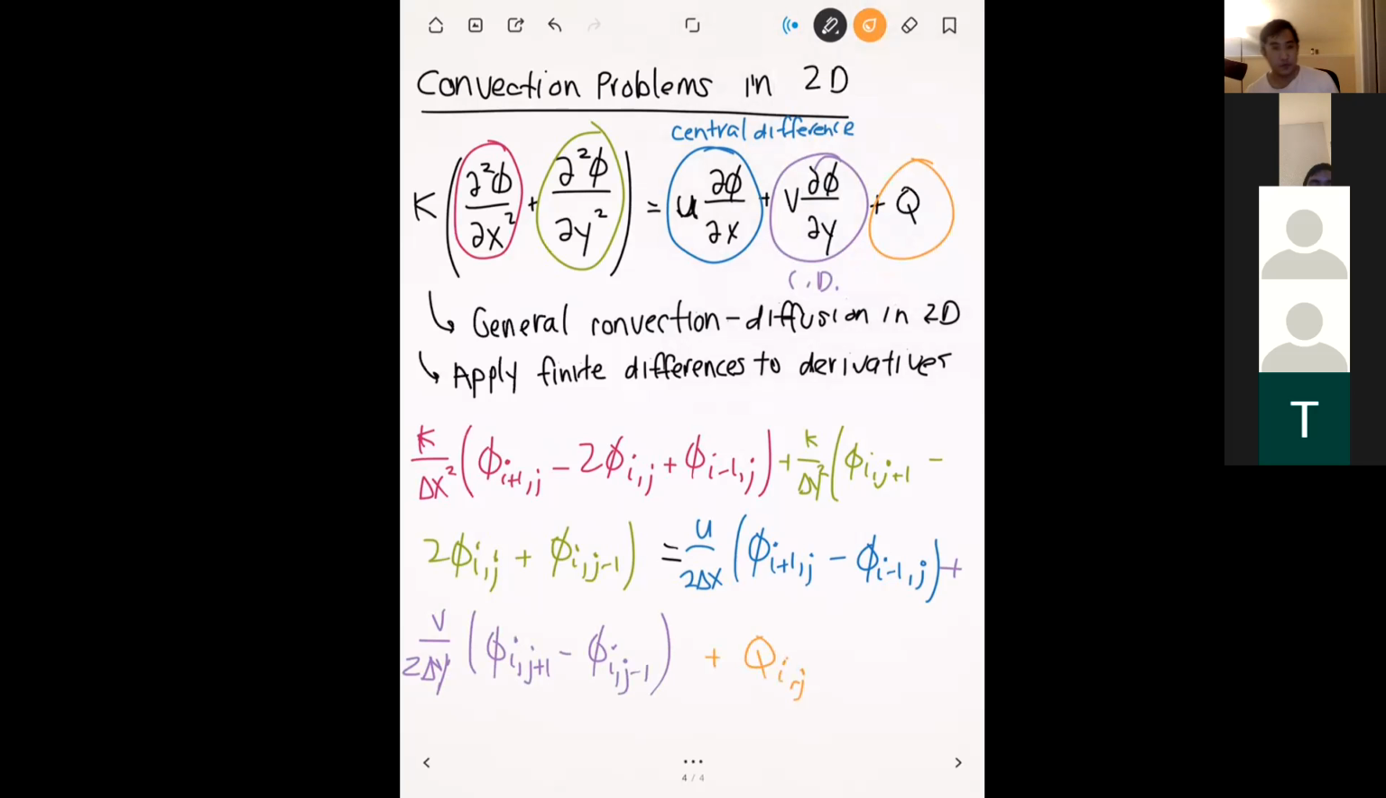And so what we have here is just the first step of what we get after applying finite differences to our 2D diffusion equation. And so obviously it's a mess. We have a lot of terms here. So before we actually implement this in code, we're going to organize this a little bit just to make our lives a little bit easier. Any questions on any of this?